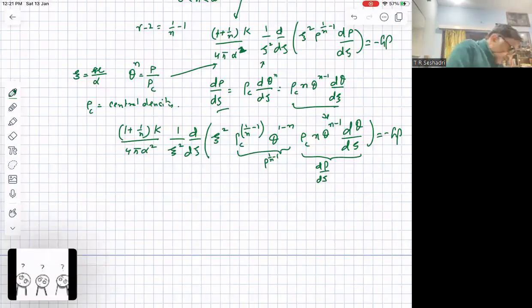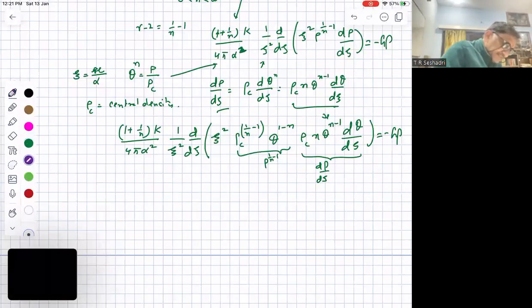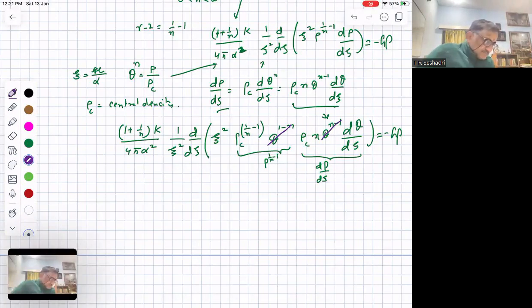So what I find here is that this and this will cancel out, leaving me with the expression 1 plus 1 by n k. The rho c into this will be rho c to the power 1 by n.